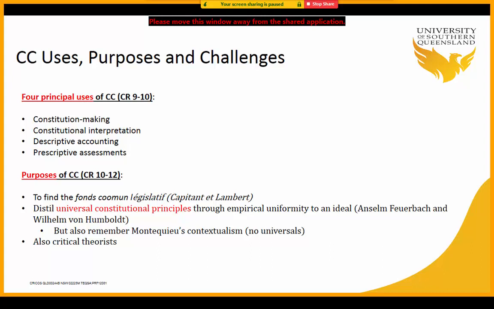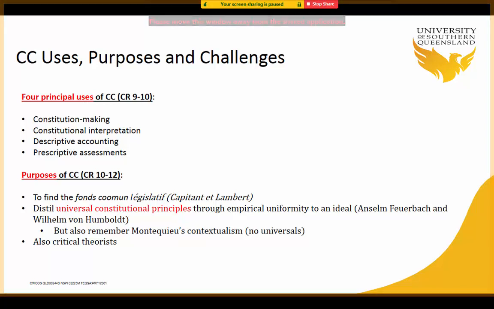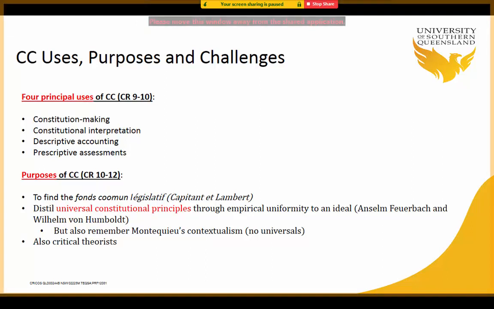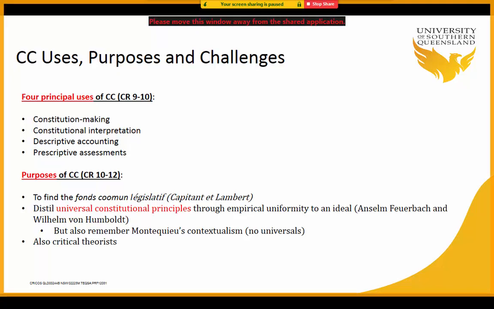Then you have descriptive accounting. So that Constitute Project that I talked about with Tom Ginsberg from the Chicago Law School talks about this descriptive accounting, because he also goes in and gives you some sort of scores. So he comes up with scores for all national constitutions of the world in terms of certain functionalities or features. The last thing, of course, is the prescriptive assessments.